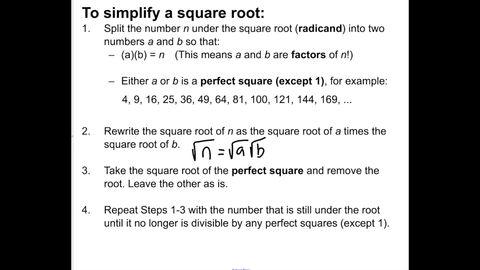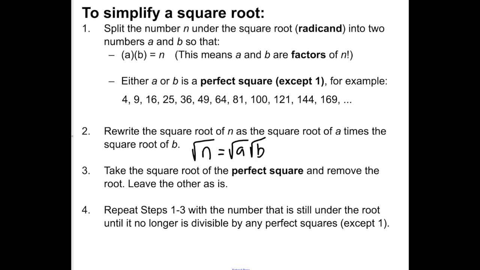What's good about this is that one of those two numbers, a or b, is going to be a perfect square. So you can rewrite the square root because you know that it's a whole number. You take the square root of that perfect square, it becomes that whole number, and you remove the root because you've evaluated that square root. The other one is most likely not going to be a perfect square, so you're going to leave that one as is.